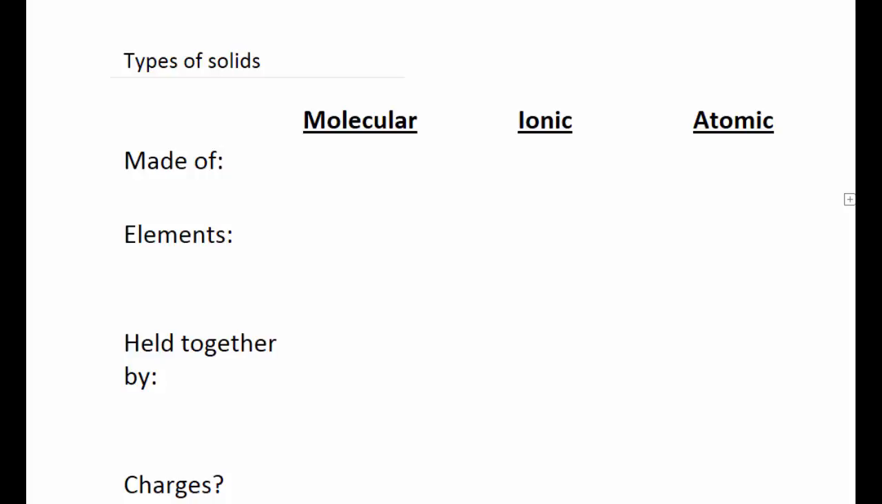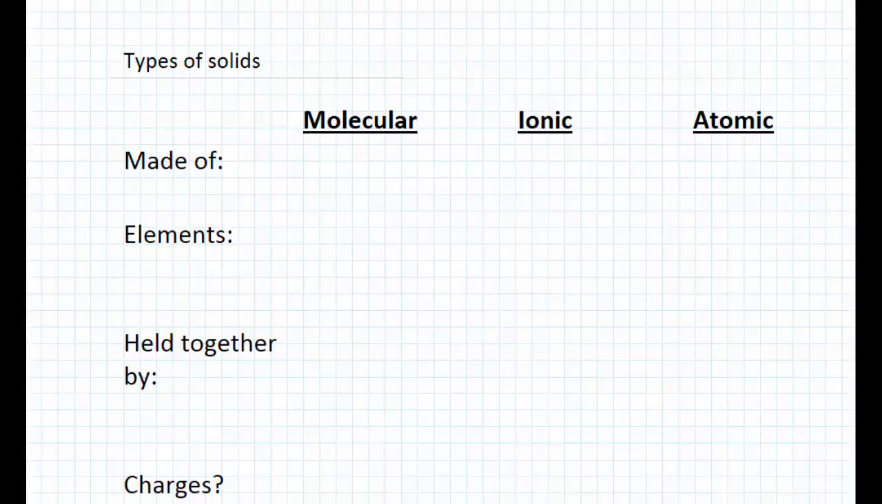Let me give you a quick bit of information, and this is just a nice review of the types of compounds that we've talked about so far, but specifically in terms of how solids are different. Molecular, ionic, and atomic. Made of: that's what the individual units of the solid are. When you have a solid, you have things all stacked up. But what are the individual units? Well, they're molecules.